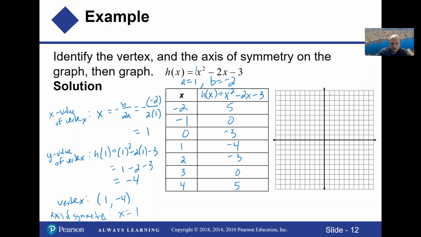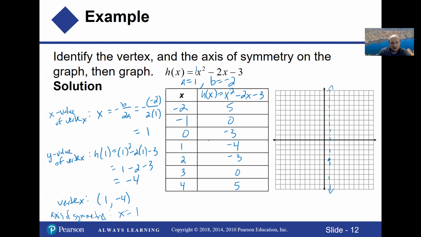So, if you're graphing this, right away, my axis of symmetry is at x equals 1. So I could draw a dotted line all the way down, and then plot my vertex, (1, -4). Then I could pick some points here. You could plot your vertex right in the middle, (1, -4), and then go on either side.